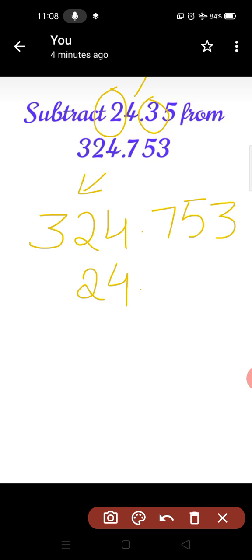Next 3 is at tenths place, right below the 7. 5 is at hundredths place, right below the 5. Now in the remaining place you have to write a 0 for the thousandths place. Stack the numbers one below the other first according to their place values. Means the bigger number should be above the smaller number, and the decimal points of the subtrahend and the minuend should come one below the other like this.